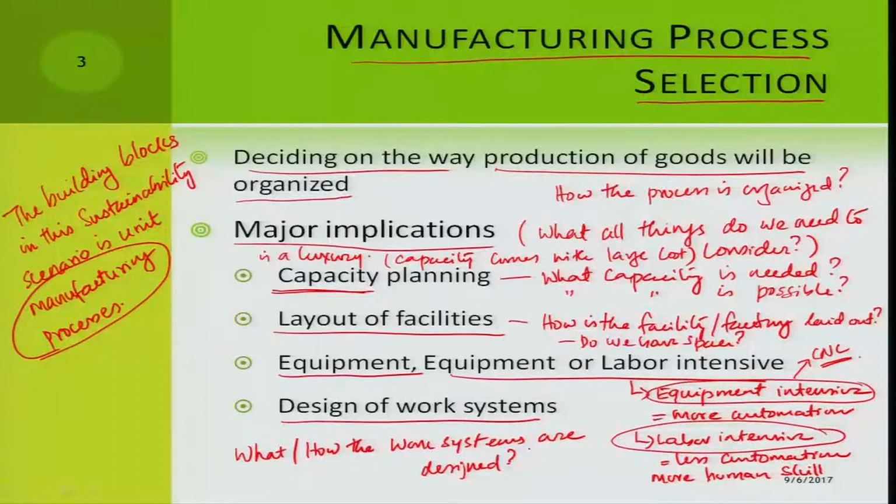That also is another aspect that is part of this. So as you can say, the selection of a manufacturing process is a complicated thing, because you have to consider capacity, you have to consider the layout, you have to see whether there is space available, you have to choose based on the type of equipment that you have, or whether you want more automation or less automation, and also depending upon the type of work systems that are available. So all these factors go into the design or choice of the manufacturing process.